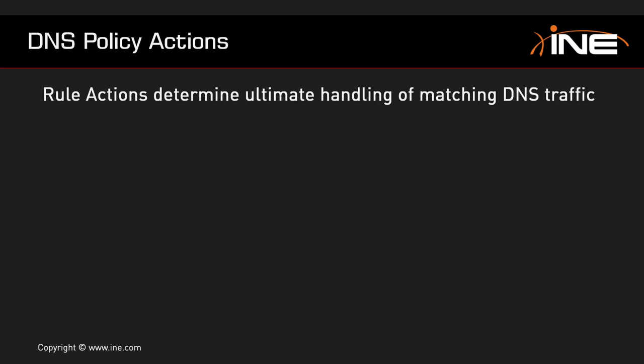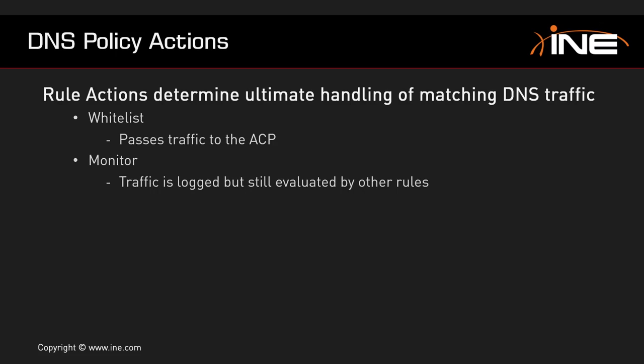Okay, now in terms of the actual actions that we can configure in our DNS policy, one of them is going to be to block. I mentioned that, but there are also going to be two more. I can say that I want to whitelist the traffic, which is how I'm going to forward the DNS communication to the access control policy. I can say monitor, which is how I tell FTD that I want to evaluate the packet against other rules in my policy. Plus, I'm going to log the traffic.